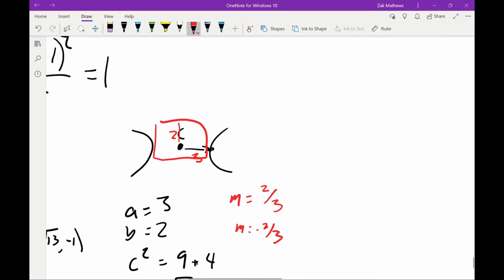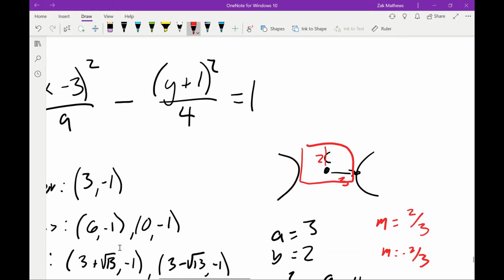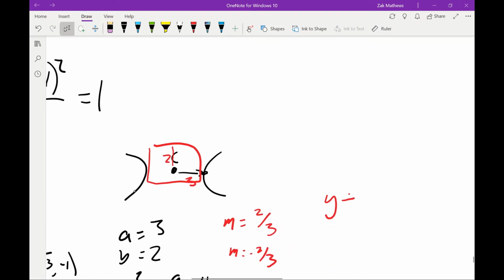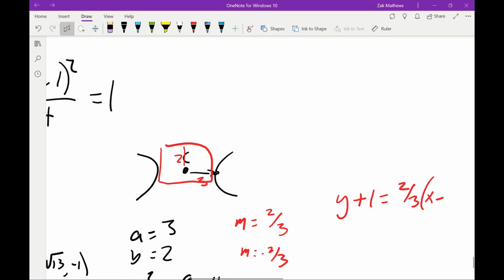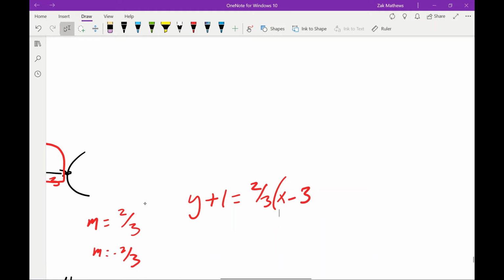So now my equations: y minus, well, the center value there is a negative 1, so we're going to have y plus 1 equals the slope of 2/3 times x minus, our x coordinate of our center was 3, so we'll have x minus 3. That would be one of the equations.